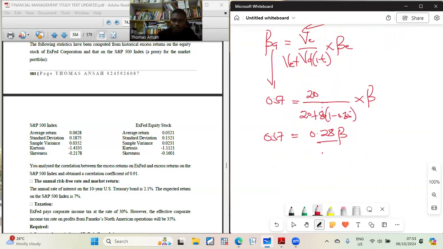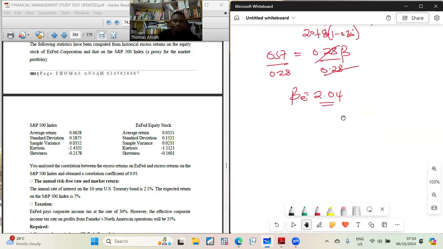So if here is 0.28, that is what you should do. The beta that I have is 0.57 divided by 0.28. The beta that I have is 2.035 something, so let me make it 2.04. I can keep it here. That is the beta E that I've received, so I can now slot it in my CAPM formula.